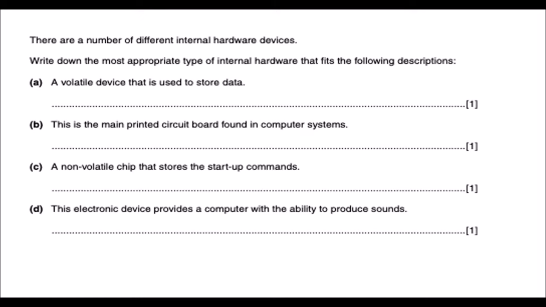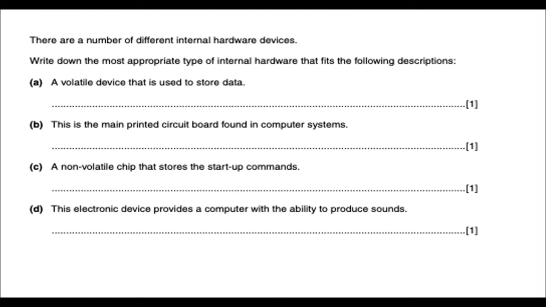One, a volatile device that is used to store data. Don't forget, we are talking about the internal hardware. We are not talking about the external. Pen drive is not internal hardware. I explained that one in part one. Internal hardware are the physical parts of the computer which are inside your computer. Something like sound card, video card, RAM, ROM, a hard disk, all of them, they are inside the computer. We call them internal hardware.